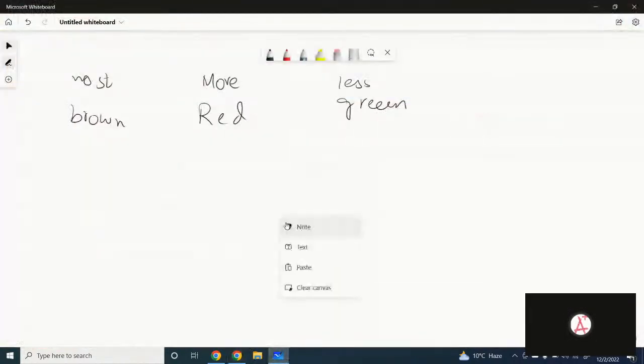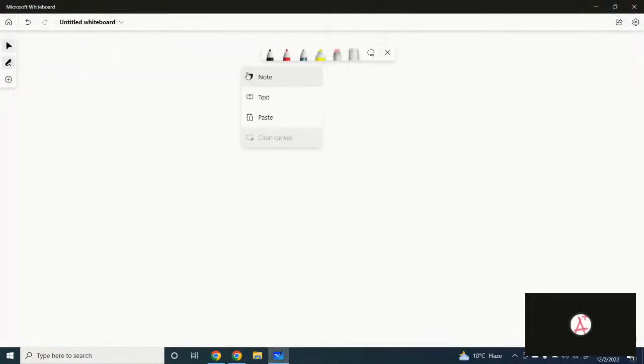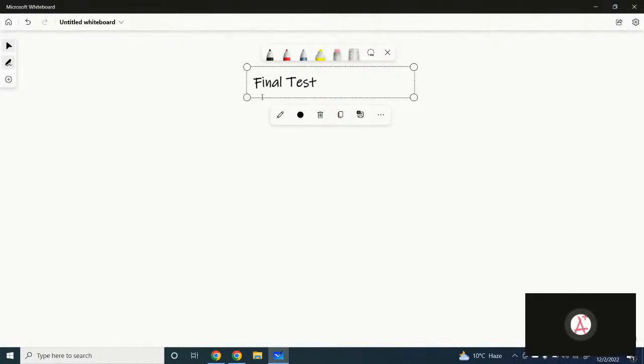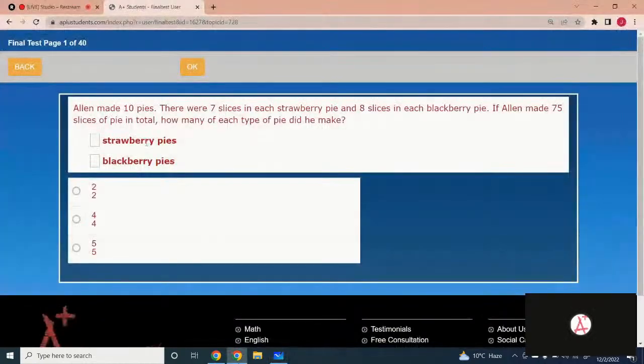Okay, let me write down the chapter lesson name. It would be the final test of the chapter: Logical reasoning and estimation. Got it? Okay, let's start with the first question. Alan made 10 pies. There were 7 slices in each strawberry pie and 8 slices in each blueberry pie. If Alan made 75 slices of pie in total, how many of each type of pie did he make? So which option is the correct one? First one, second one, or the third one?